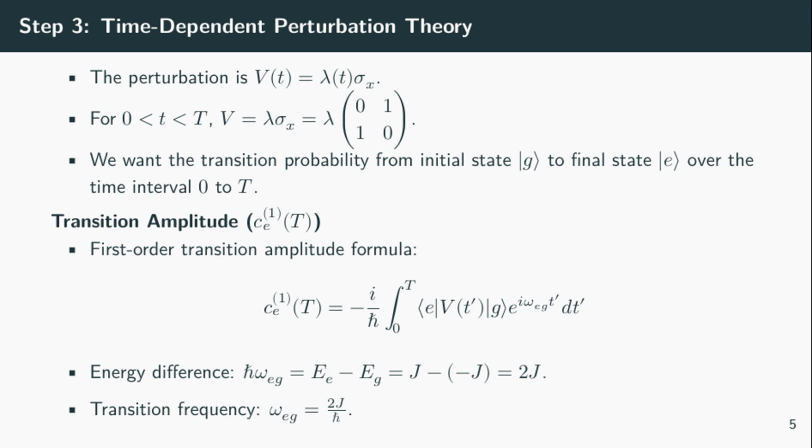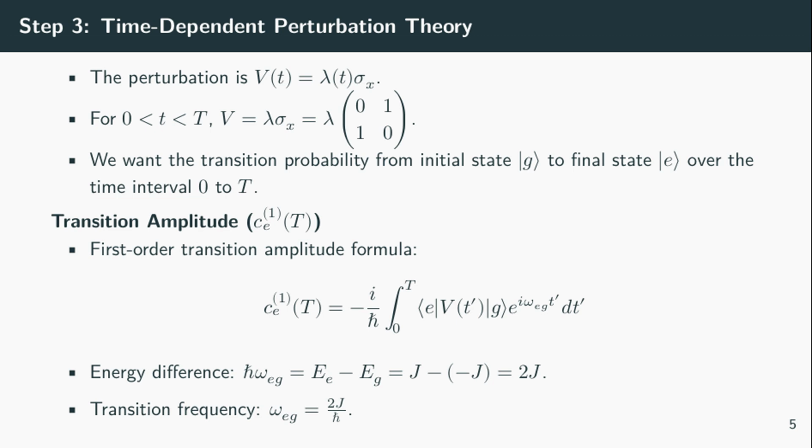We want the transition probability from our initial state ket g to the final state ket e over this time interval from 0 to T. The formula for the first order transition amplitude, which we'll call c_e superscript 1 at time T, is given by minus i over h bar times the integral from 0 to T of the matrix element bra e V of t prime ket g times e to the power of i omega_eg t prime dt prime.